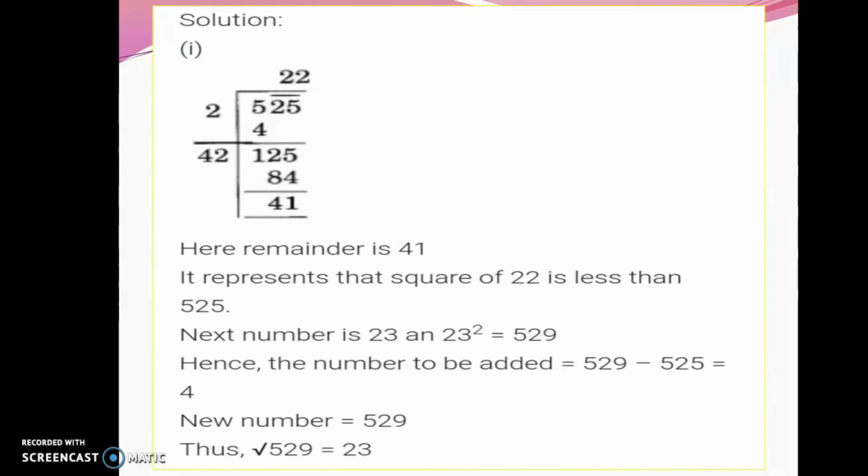Children, in this case our quotient is 22 and our remainder is 41. But now children, we have to find what must be added. So it represents that square of 22 is less than the given number 525. That's why we have got a remainder. So the next number after 22 is 23 and its square is 529. So the number to be added is 529 minus 525, that is 4. Means 4 is to be added to 525. So the new number will become 529 and its square root will be 23.